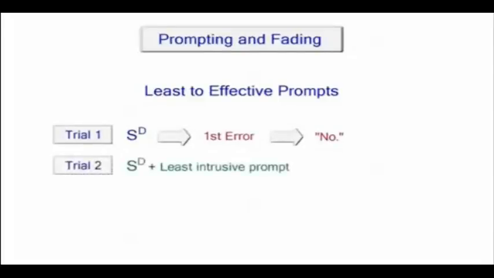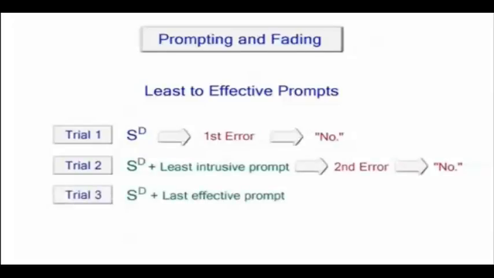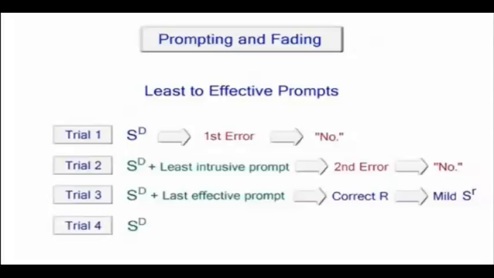This strategy is called least to effective because after giving one no, you prompt on the next trial using the least intrusive prompt. If the child still does not respond correctly, then on the third trial, you use the most effective prompt to ensure a correct response. On the fourth trial, you would repeat the SD without a prompt to allow the child to respond independently.